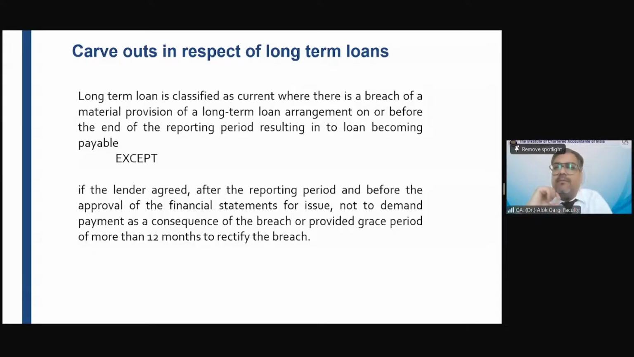So the company was talking to the bank, and before approval of the financial statements, an event occurring after the balance sheet date, a subsequent event: after the reporting date but before approval of the financial statements, the bank has agreed to waive the violation. So now the question is whether this loan liability on 31st March 2025 has to be classified as current or as non-current. Non-current. What are others' answers? Can you please write in the chat box?